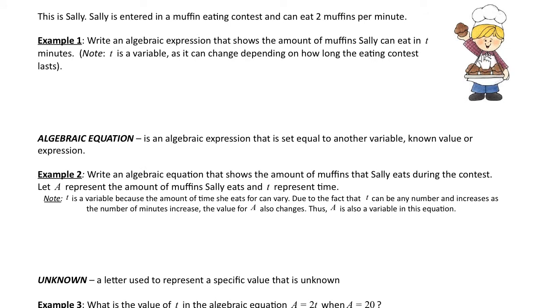This is Sally. Sally is entered in a muffin eating contest and can eat 2 muffins per minute. So in our first example, we are asked to write an algebraic expression that shows us the amount of muffins that Sally can eat in t minutes. So t is a variable because it can change. We don't know how long the eating contest lasts. We don't know how many minutes will go by. And so that is something that is unknown. And because it's unknown, it needs to be represented with a letter. So all we know about Sally is that she can only eat 2 muffins every minute.